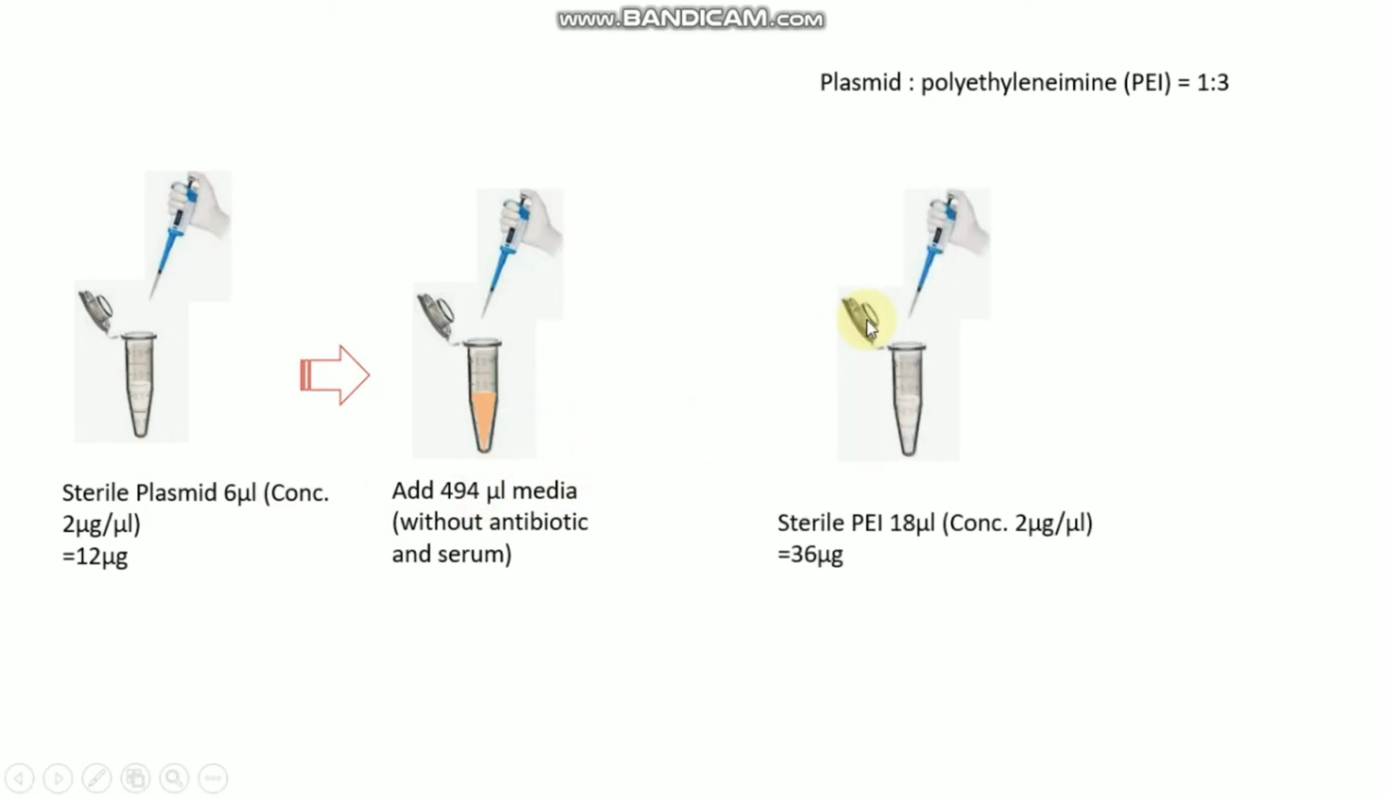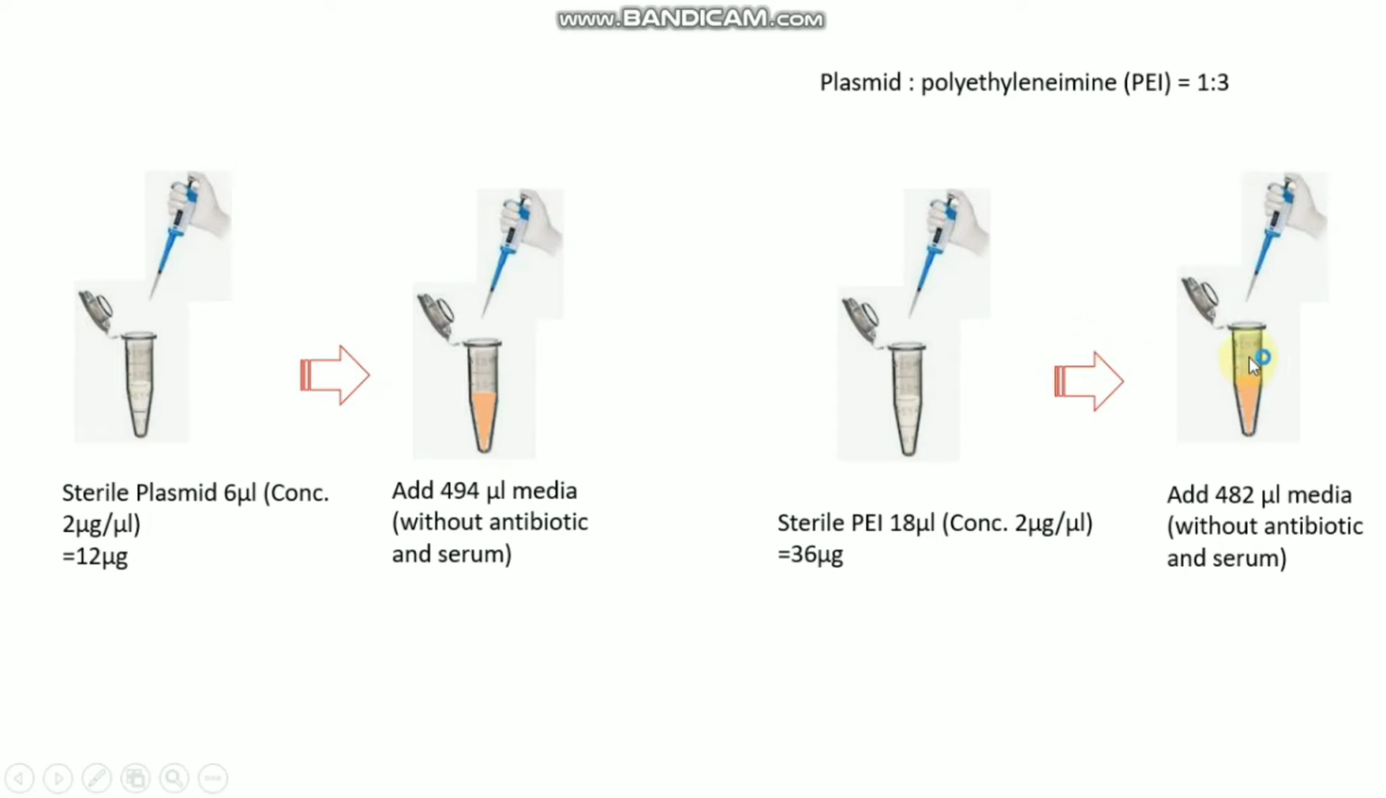And in another new tube, you have to take the sterile PEI. If I consider the PEI concentration 2 microgram per microliter, then 18 microliter of the PEI, so in total 36 microgram. So here 12 microgram plasmid and 36 microgram PEI, so 1:3. And then I add 482 microliter media, the same condition without antibiotic and serum. So this is the preparation step: one new tube contains plasmid with media, and another new tube contains PEI with media.